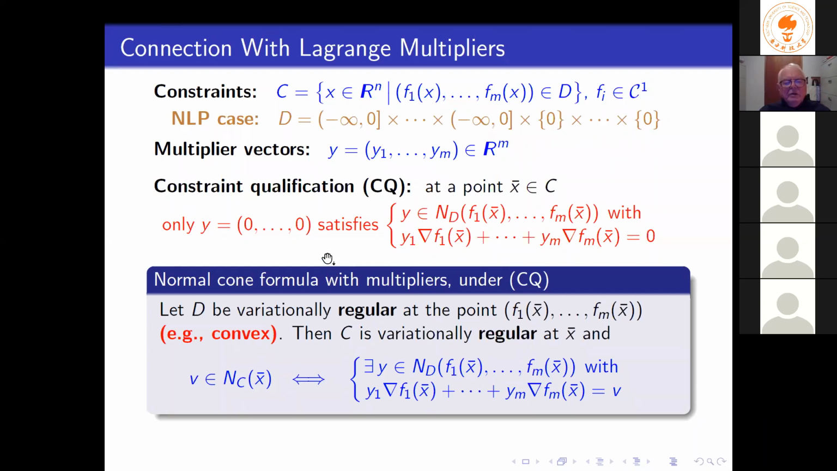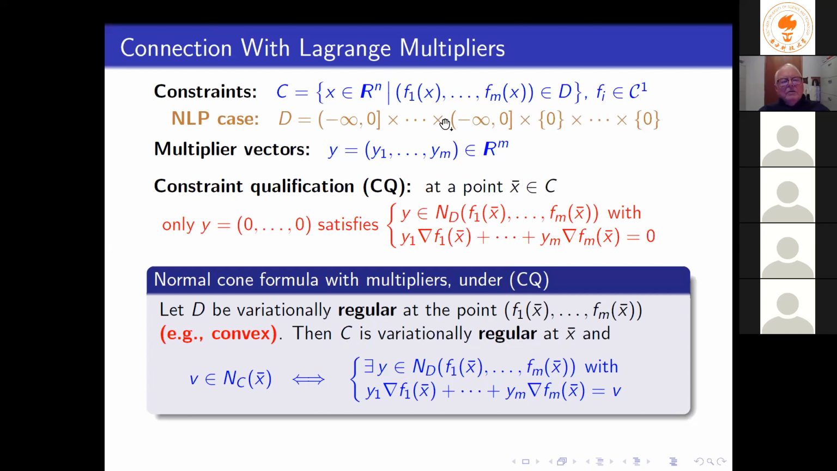Mangasarian-Fromovitz constraint qualification and so forth. Anyway, the conclusion of all of this is that, first of all, there's a formula for the normal cone: the vectors in the normal cone are exactly the vectors V that you can represent as a linear combination of the gradients, under the restriction that the coefficient vectors you use belong to the normal cone to the set D. And then there's the bonus that it also shows that the set C is variationally regular.